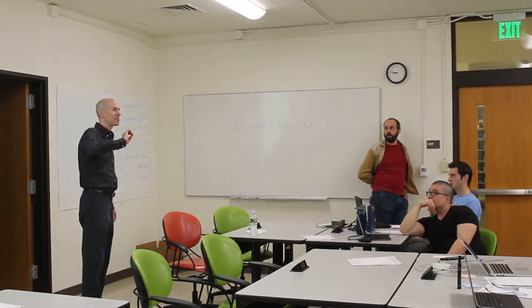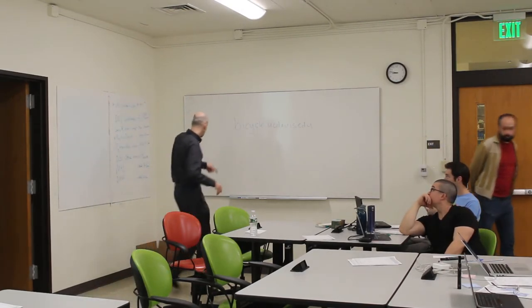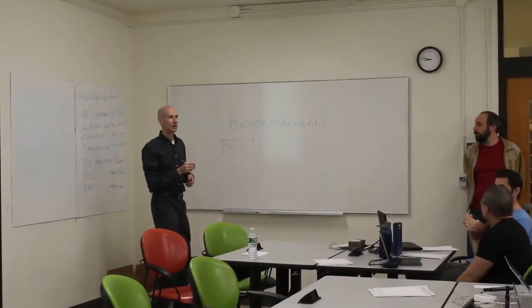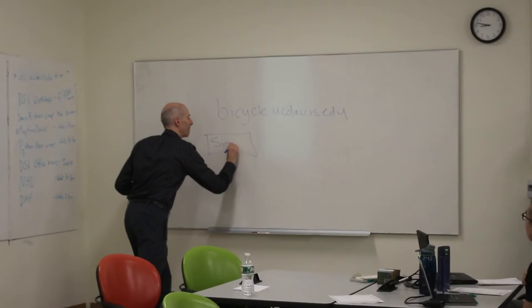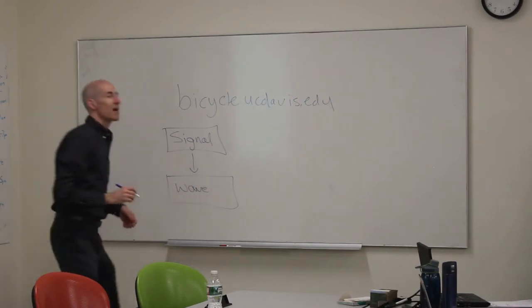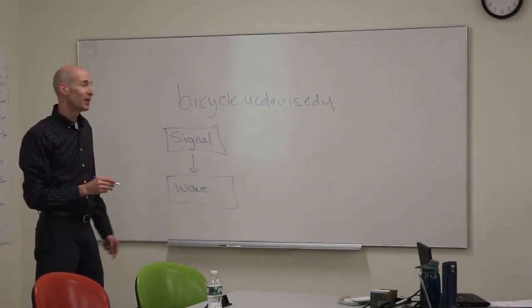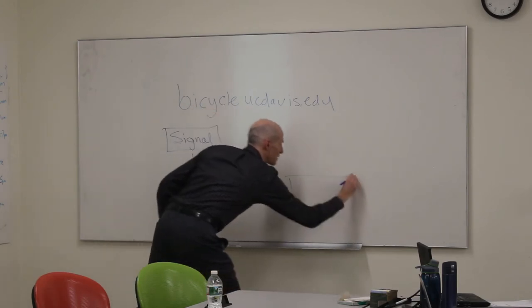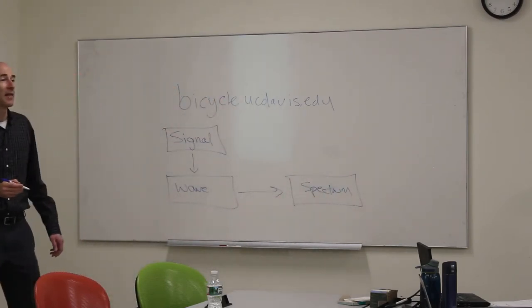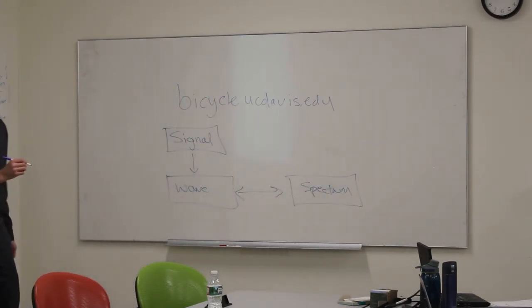Mm-hmm. Yeah. There's a computational framework that's implicit in this notebook that becomes the primary tool that the students start with. And I'm actually going to get a diagram up now because we're going to come back to this. In this notebook, they see an object that's called a signal, and an object that's called a wave. And they see this method called make spectrum that takes a wave and creates a spectrum object. And then later on, they're going to find out that that arrow actually goes both ways.